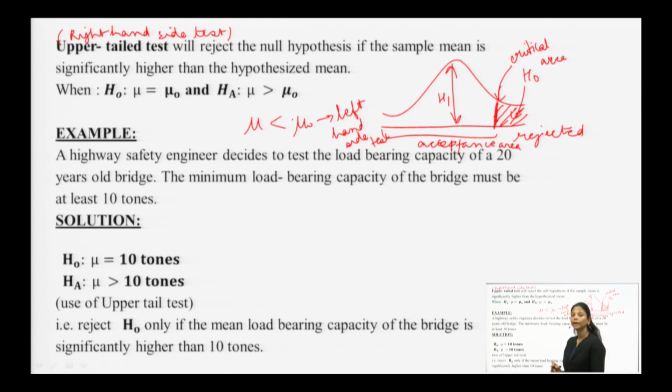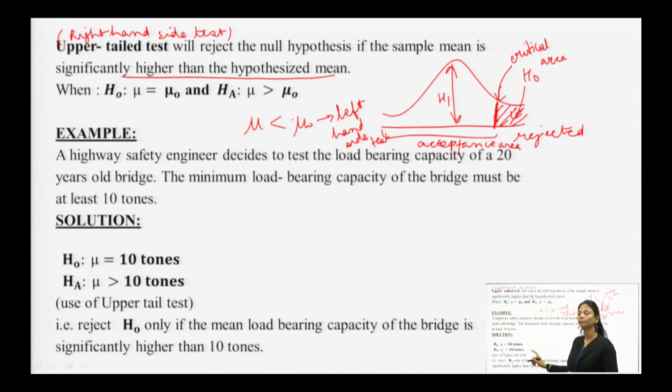For example, a highway safety engineer decides to test the load bearing capacity of a 20 year old bridge. The minimum load bearing capacity of the bridge must be at least 10 tons. So in this case, my null hypothesis is that the mean is equal to 10 tons, and my alternate hypothesis says my mean is greater than my hypothesized mean. That means my sample mean is significantly higher than my hypothesized mean.